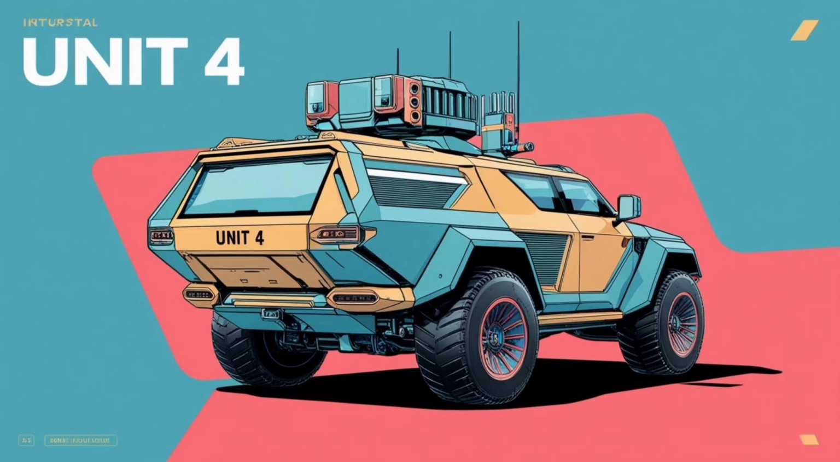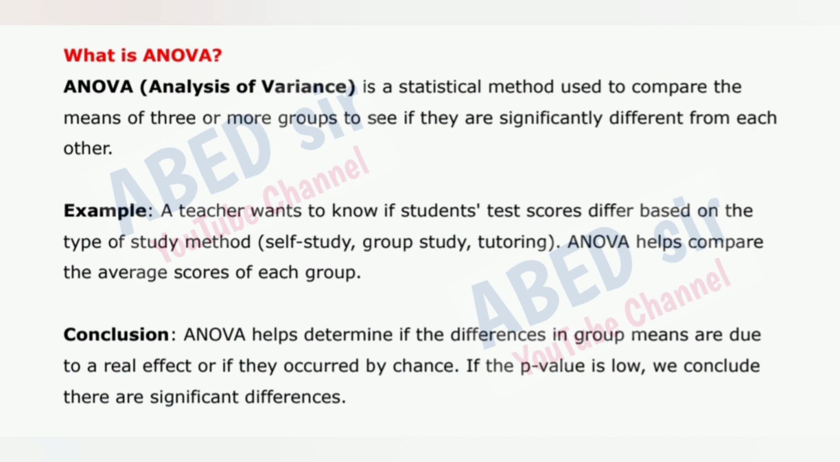Fourth unit. First important short question is: what is ANOVA? ANOVA, analysis of variance, is a statistical method used to compare the means of three or more groups to see if they are significantly different from each other.